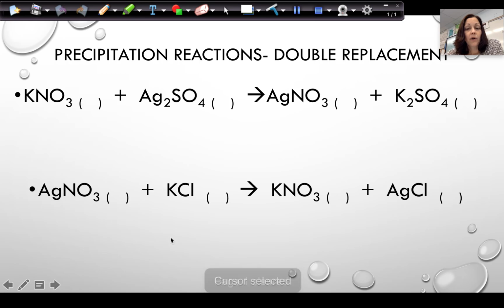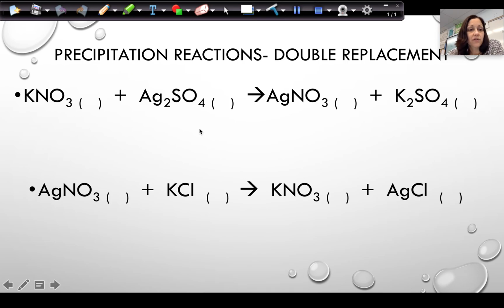When we look at a precipitation reaction or a double replacement, we are going to look up these compounds on Table F and see whether they're soluble or insoluble. If they're soluble, we'll put AQ. If they're insoluble, we'll put an S for solid, because insoluble means that they don't dissolve.